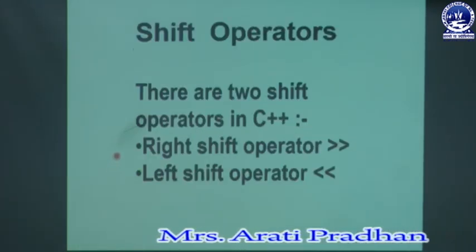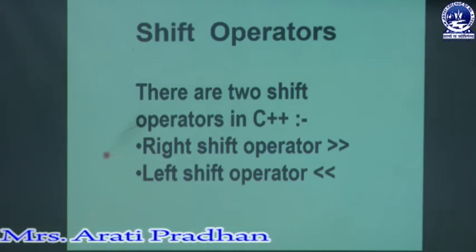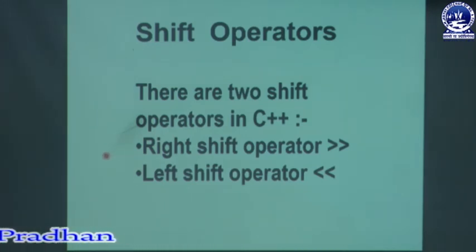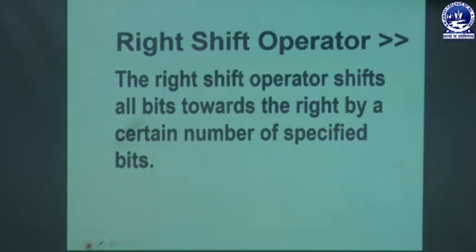Now, we will discuss the shift operators. There are two shift operators in C++, one is the right shift operator and another one is the left shift operator. Now we will discuss exactly what happens when we use the right shift operator, and then we will discuss the left shift operator. In case of the right shift operator, what happens?